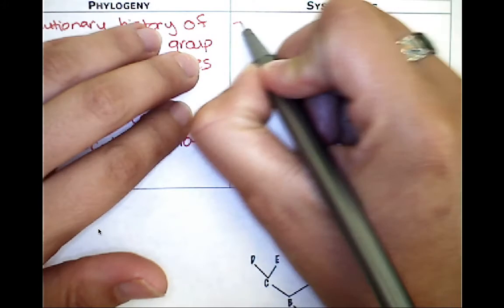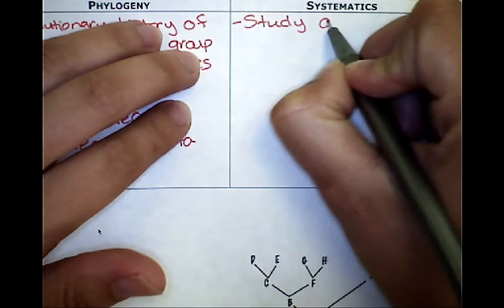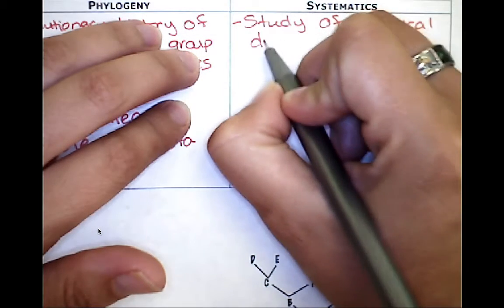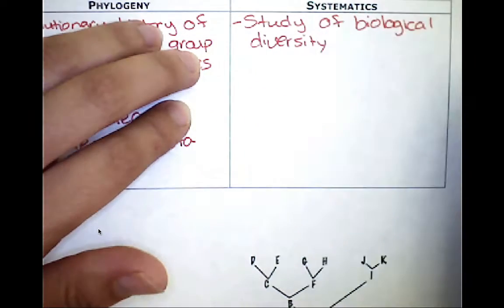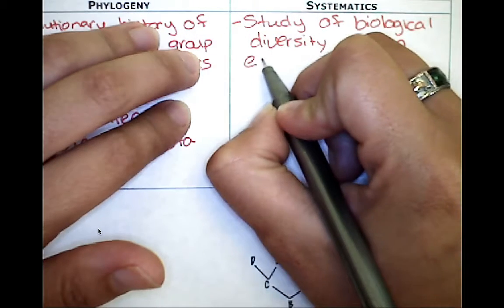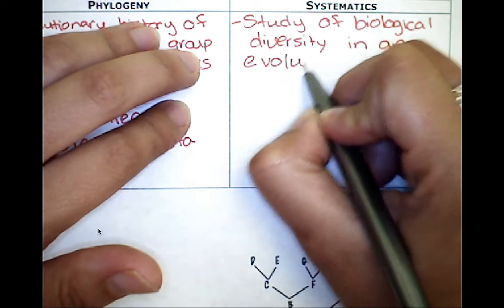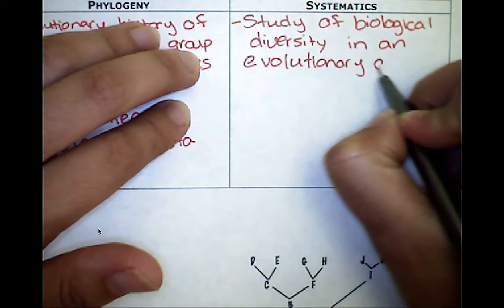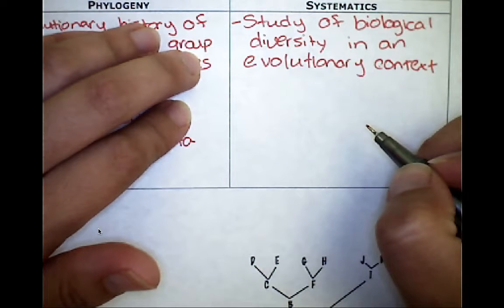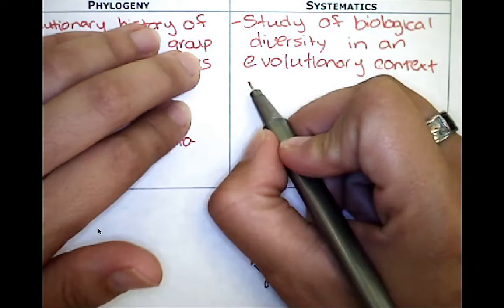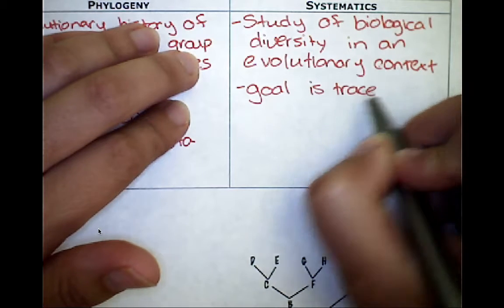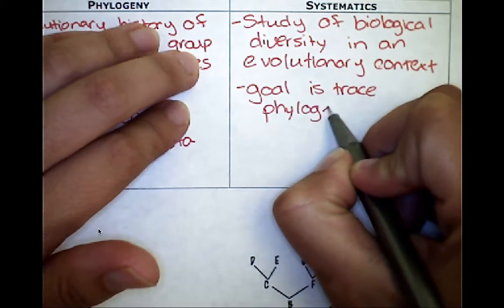So systematics is just the study of biological diversity in an evolutionary context. But the next unit that we look at is all biological diversity. So it's, what's a protist, what's a bacteria, what's a mammal, what's a fungus, all those kinds of things. But this is really looking at it in terms of an evolutionary context. And you guys know enough about it to get there. And really, the goal of systematics is to trace phylogeny. Those are just definitions of words, guys. Don't obsess about these words, but just understand.